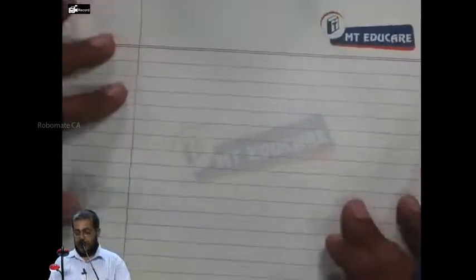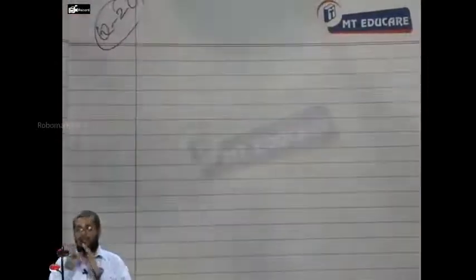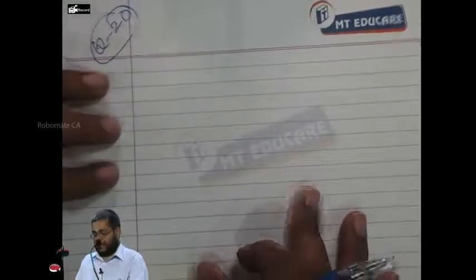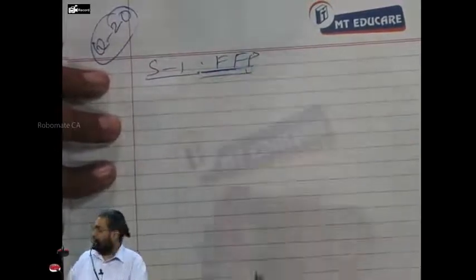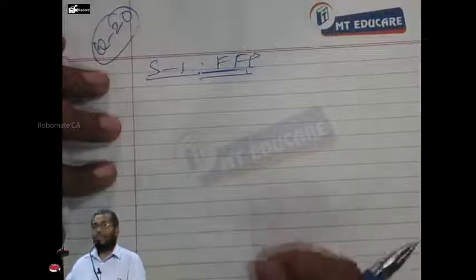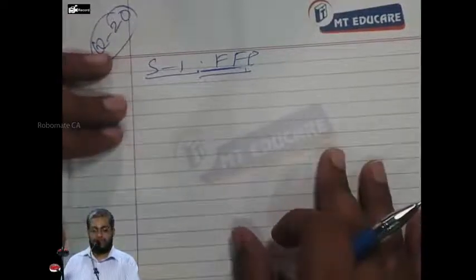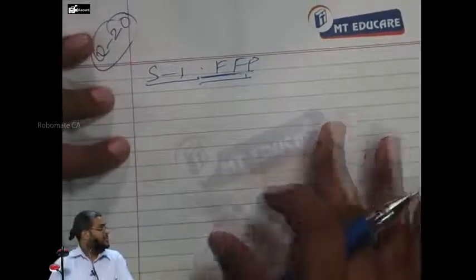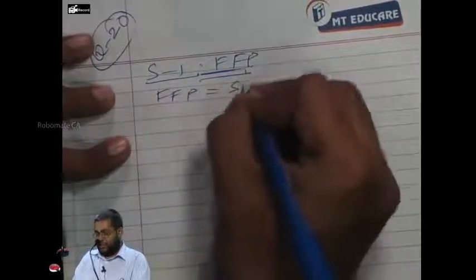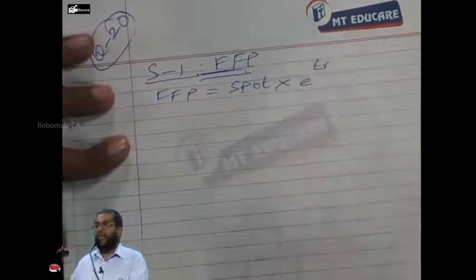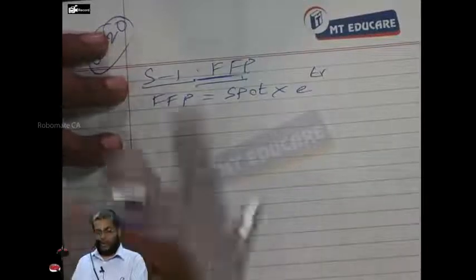Stop talking, please. Question number 20. Step 1. Write down. Step 1: Fair futures price. Fair futures price is equal to spot price times e to the power rT. Even one can do a normal compounding, nothing wrong.